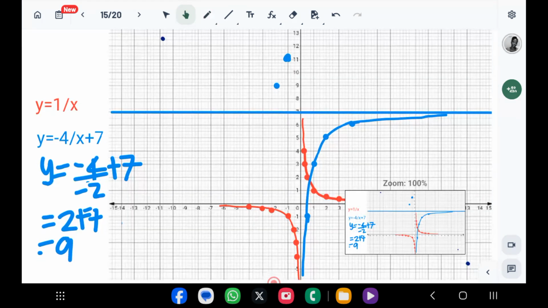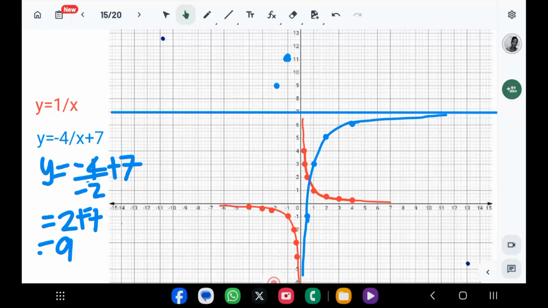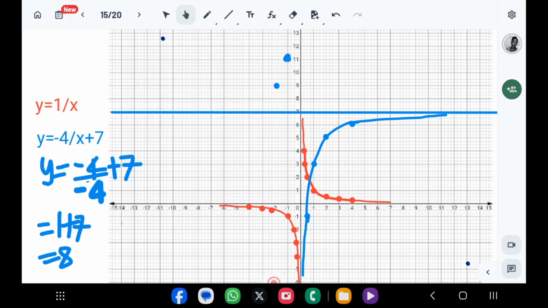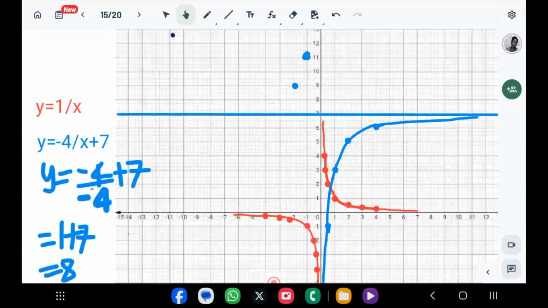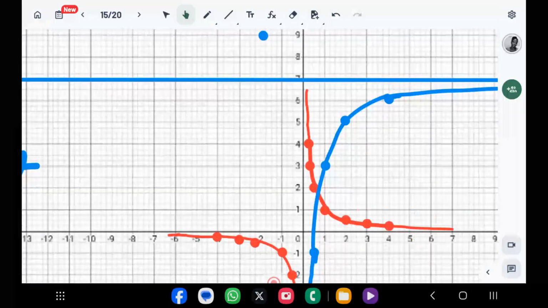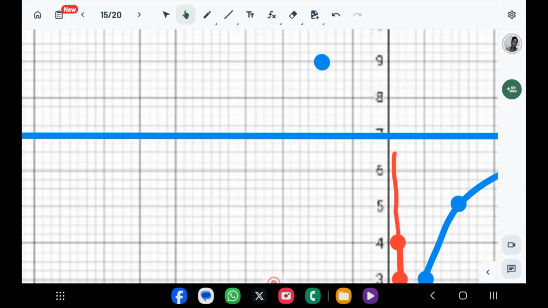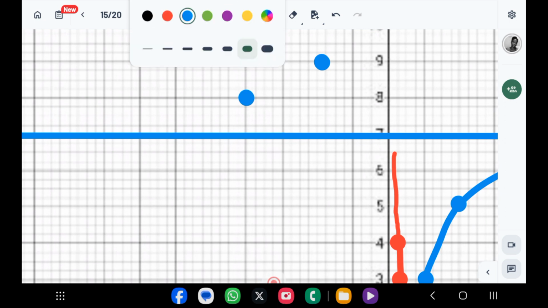Then when x equals negative 3, okay, when x equals negative 4, we have 1 plus 7, which is equal to 8. So it's going down and down and down. Here is negative 4, we've got 8. Negative 4 and 8. There is the point. So it tapers that direction.